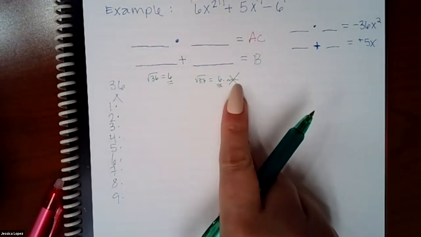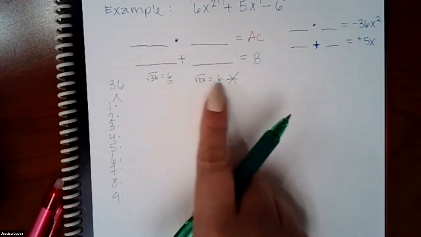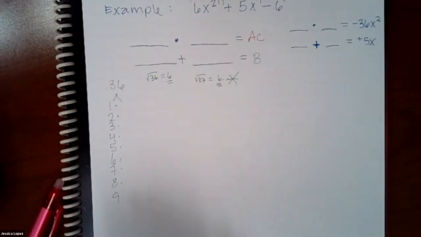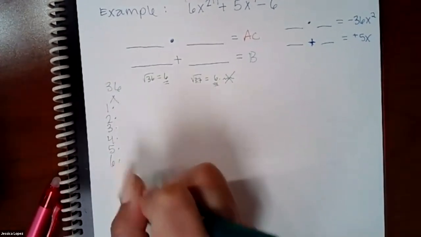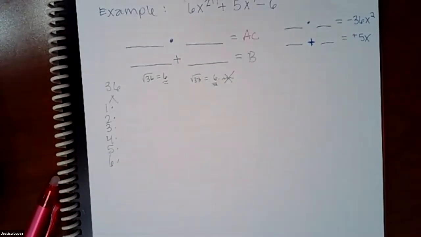Don't worry about the decimals. But this is the number that you will go to on your list. So I know I do not need to go down beyond 6. Okay. These are all going to be my pairs.